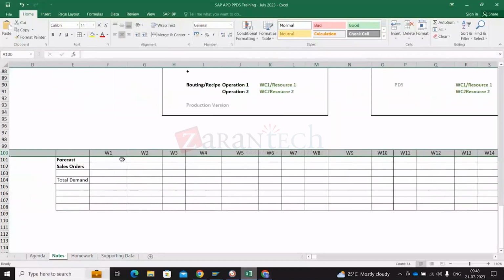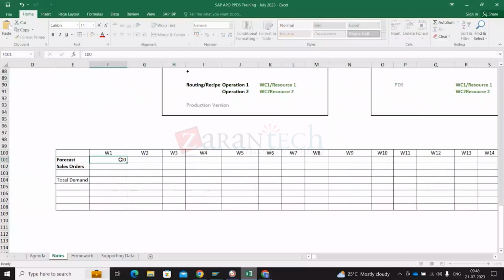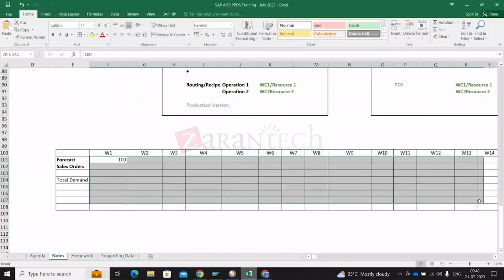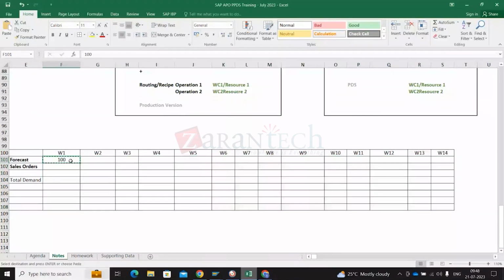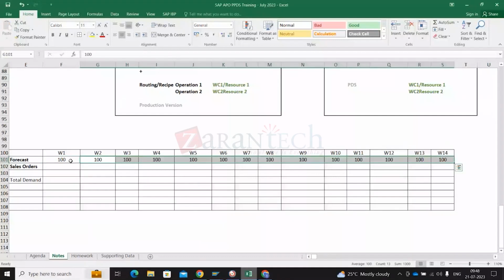Say you have predicted a forecast of 100 all across. That is your prediction from week 1 up to whatever number of weeks you're planning or forecasting. So 100 is your forecast that you predicted for week 14. Correct. Week 14 is roughly 3.5 months.